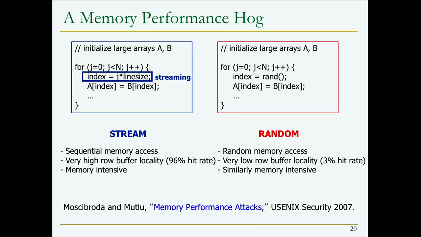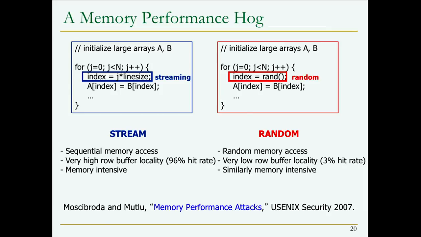This is the dual of this application. And it does exactly the same things, copies one array to another and does other things to the arrays, but does it in a random access way. Basically, if you see over here, the indexes are formed in a random, pseudo-random manner. As a result, you get very low row buffer locality because the index that you're accessing now doesn't have anything to do with the index that you're accessing in the next iteration, and then the next iteration, and so on. So you get very low row buffer hit rate. And it's similarly memory intensive.